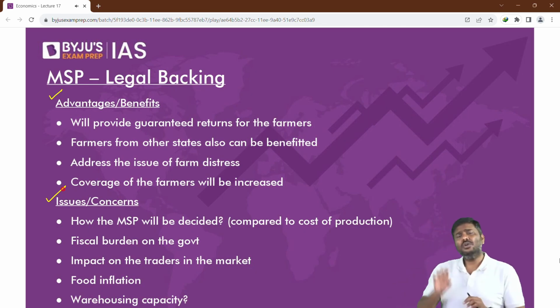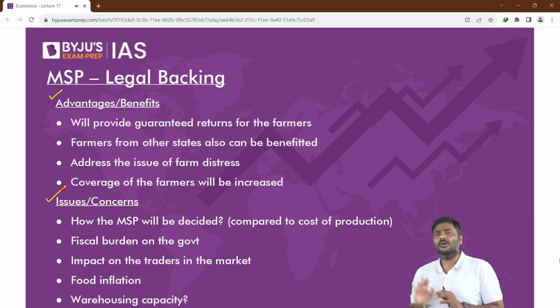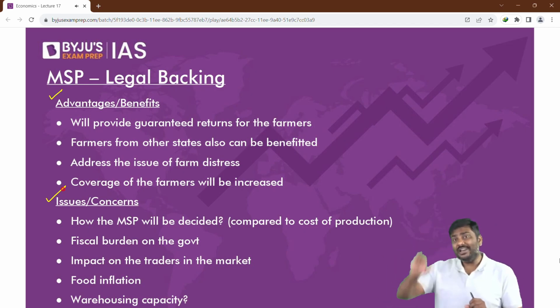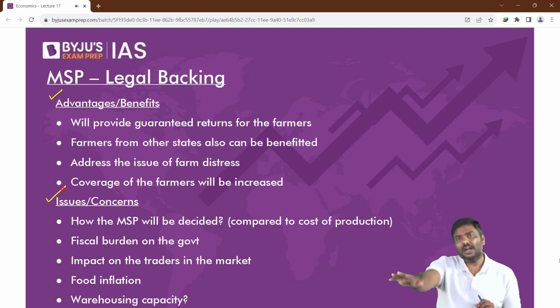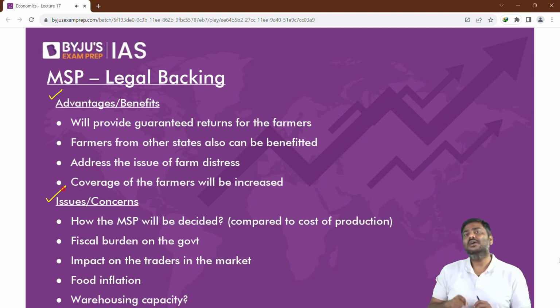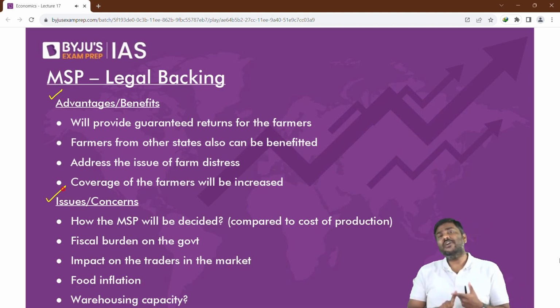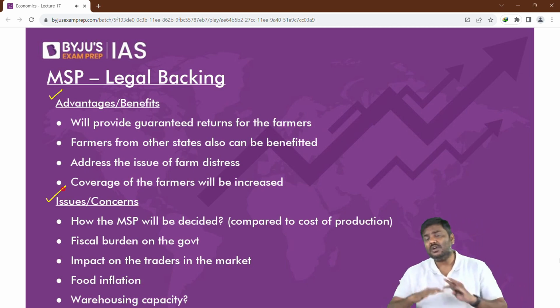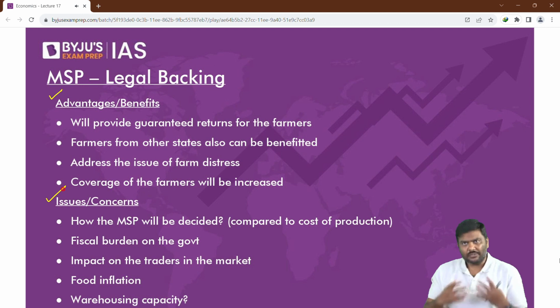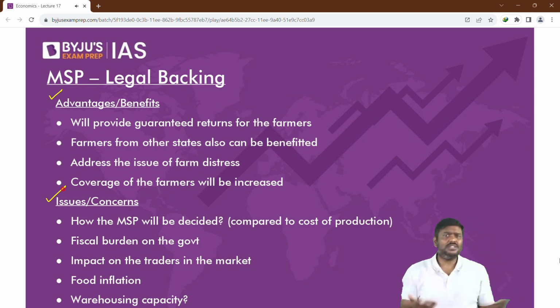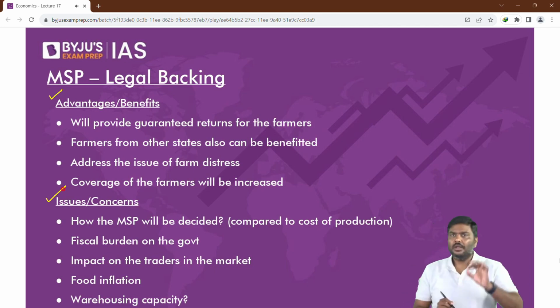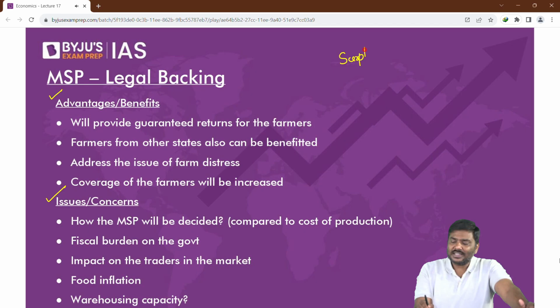Point number one. Right now, government procures very few crops out of all the 23 crops. Now imagine government legalizes MSP, meaning it brings in a law saying government will procure all the crops. Please tell me, will it provide benefit to more farmers or not? Think of it. Of course, yes. Now, point number two. Please understand this very carefully.